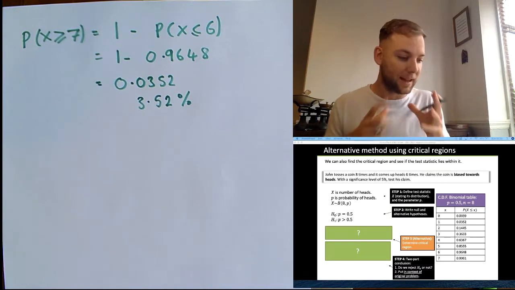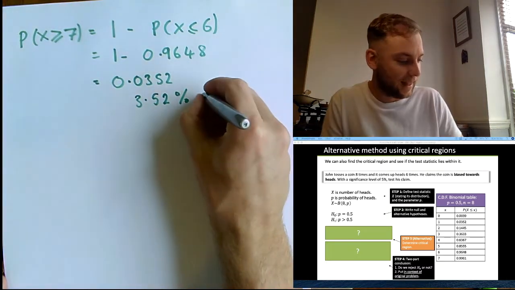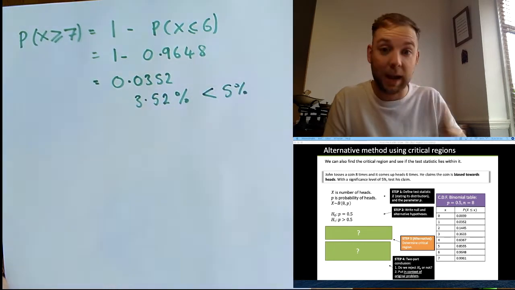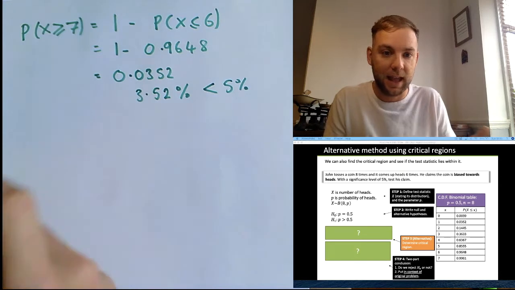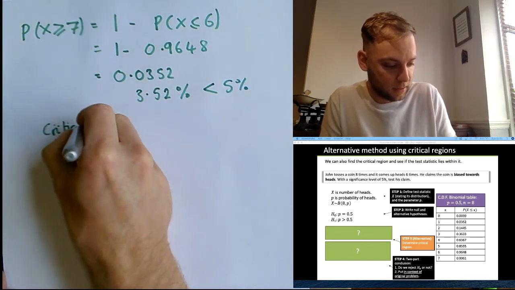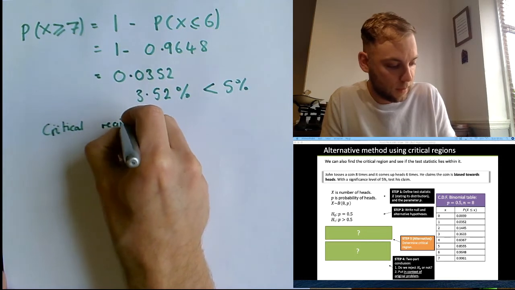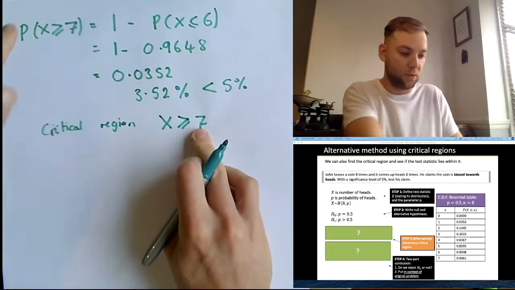So this one here is the first time that we go into our critical region. We've got to make that really clear. Remember, our significance level was 5%. This is less than 5%. It's the first time that it goes below 5%. So our critical region is that x is greater than or equal to 7, which is this part up here.